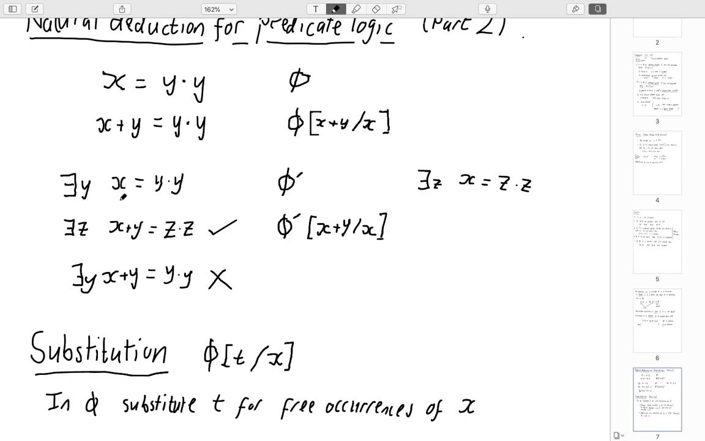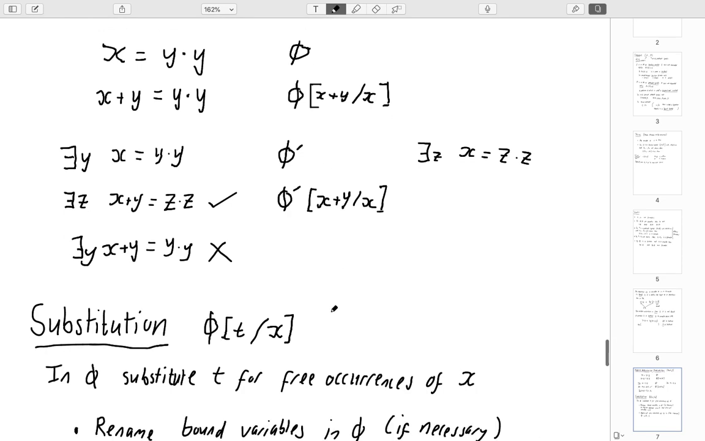We renamed the bound variable, so we need to change all the y's to z. And then we were in a position to simply replace the variable x with the term we're substituting in, x plus y. And that gave us the right meaning that instead of saying x is a square number, we were saying that x plus y is a square number.